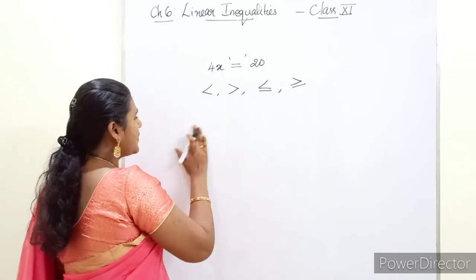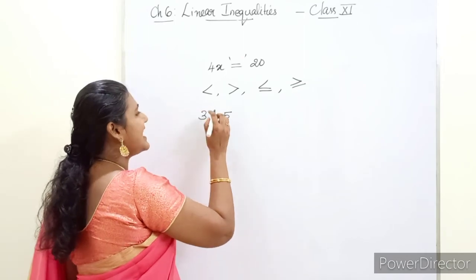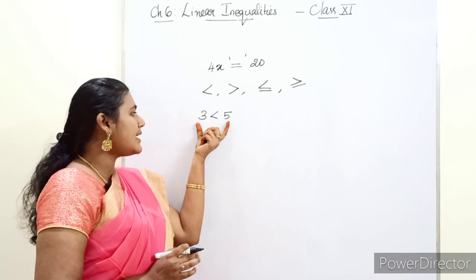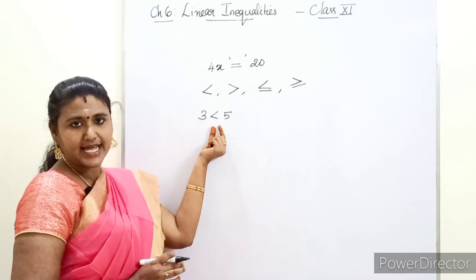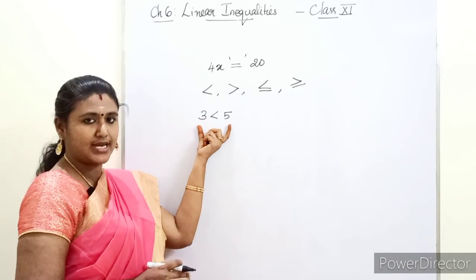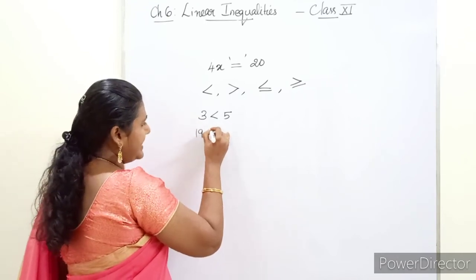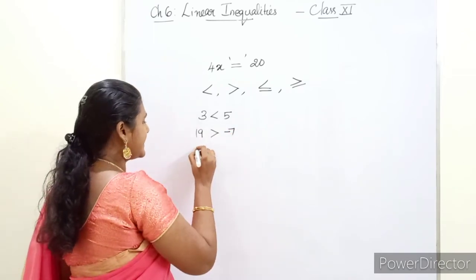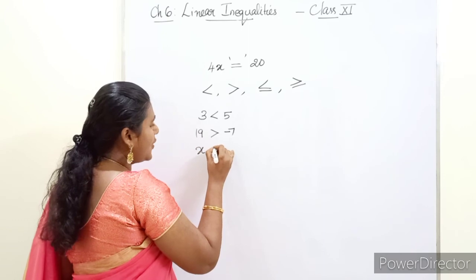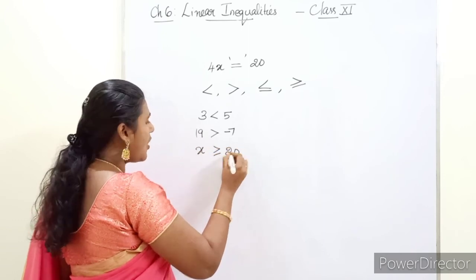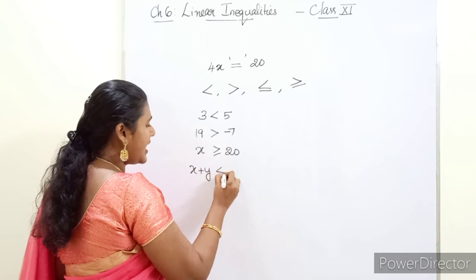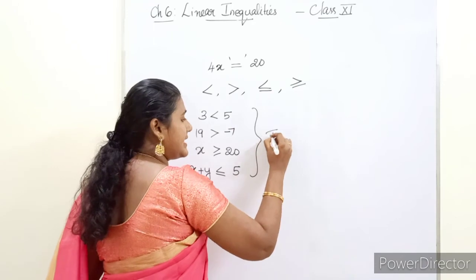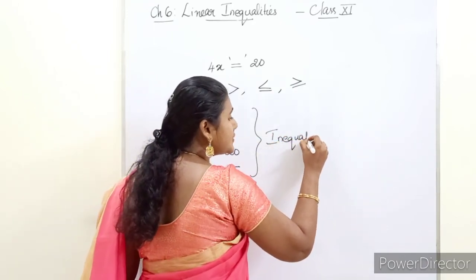So I am going to write a few examples. 3 less than 5 is an example. Here these two real numbers are connected by the symbol less than, so this is an example of an inequality. Another example, 19 is greater than minus 7. Then the next examples are x is greater than or equal to 20, or x plus y is less than or equal to 5. So these are all examples of inequality.